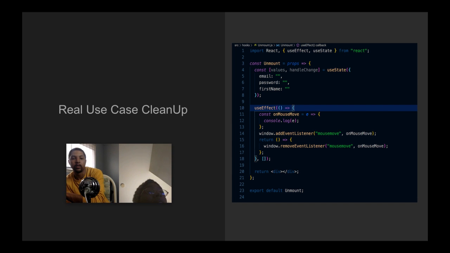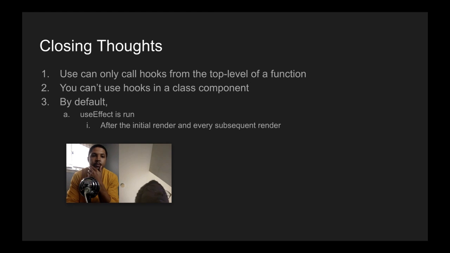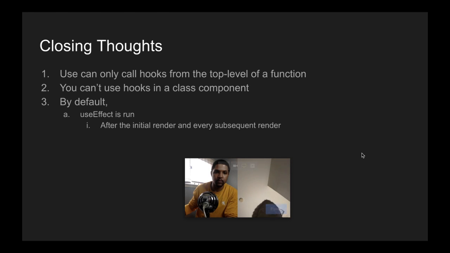Next slide. Yep. And so again, keeping it brief today, guys. But closing thoughts is that you can only call your hooks from the top level of a function. I mean, before the render. It should be one of the top things you do after you use state, if you're using useState. That is a hook anyway, but it should be one of the top things in your function. Well, it has to be. It won't work otherwise. You can't use hooks in a class component. So any component that has a constructor or a render function, you cannot use hooks in there.